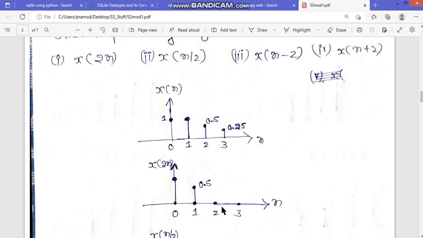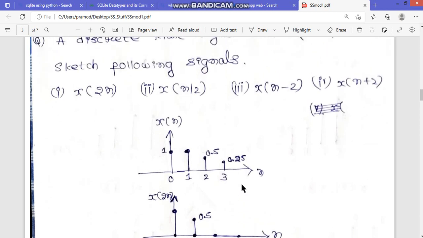So when you give n value as 2, what is the value of x of 2n? That is x of 4, so x of 4 is 0. Next, when you give n value as 3, x of 6 is 0. So when n is 3, x of 6 is 0. I hope you got this.